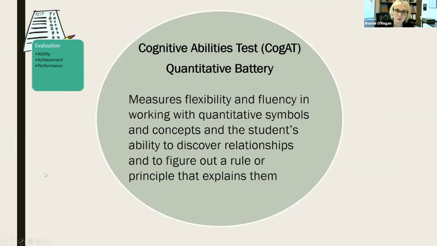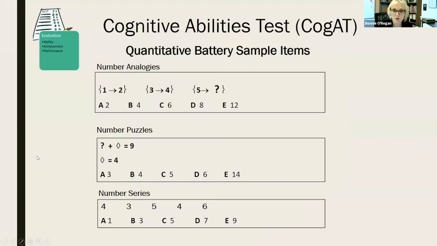In the quantitative battery, we do the same things, but with numbers. What you're looking at here is the number analogies. You examine 2 pairs of numbers and determine the rule that the pairs follow. Then apply that rule to a given number and choose the answer that generates the third pair that follows the same rule. In the number puzzles, each question presents an equation in which elements are missing. The students then must substitute numbers for the missing elements to solve the equation.